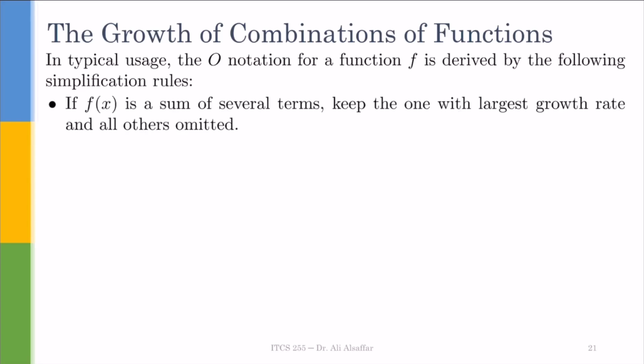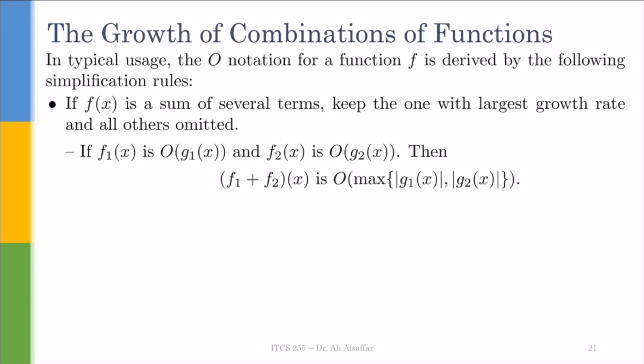In this rule, it says that if you have a function f of x that is a sum of several terms, to find big O of f of x, simply keep the one with the largest growth rate and omit all other terms. Mathematically, we can write it as follows. If we have a function f1 of order g1, and we have f2 of order g2, then the order of the summation of these functions is equal to the order of the maximum of their corresponding orders g1 and g2.